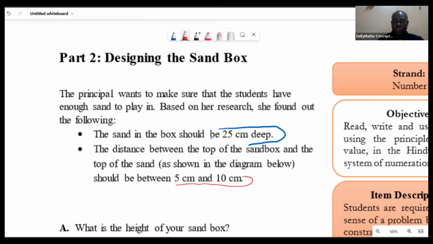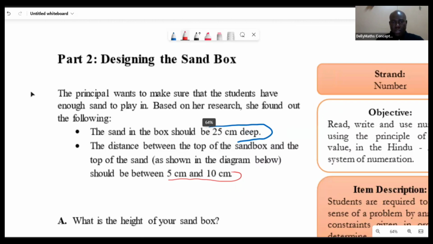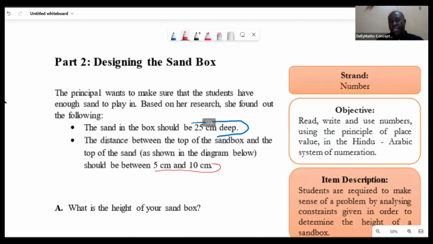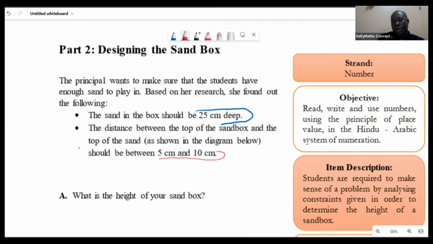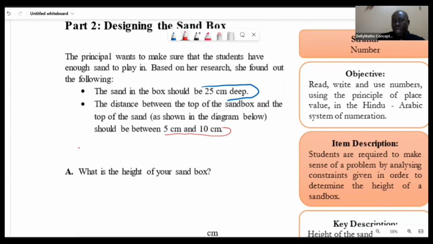All right. So the sand should be 25 deep, and then the distance between the top of the sand and the top of the box should be that. So we're talking about you want to use between. All right. They did not say include. So you want to make sure. So you're saying 6, 7, 8, 9. Right, we're gonna use these numbers. That's from where the sand stops to the edge of the box itself. When we look at that, what is the height of the sandbox?